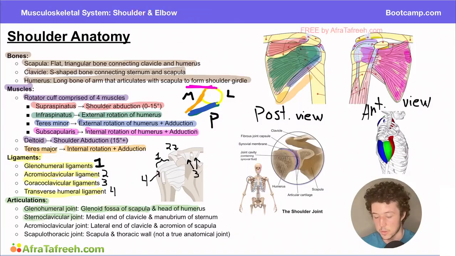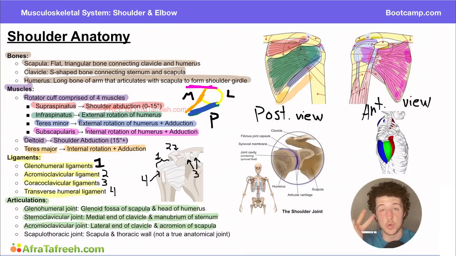The sternoclavicular joint will be between the medial end of the clavicle and the manubrium of the sternum, which we can see here. And again, this is the point that anchors the shoulder to the axial skeleton. The acromioclavicular joint will be between the lateral end of the clavicle and the acromion of the scapula, which we can see here in this close-up view.